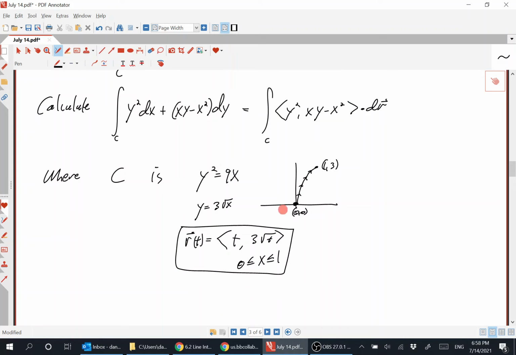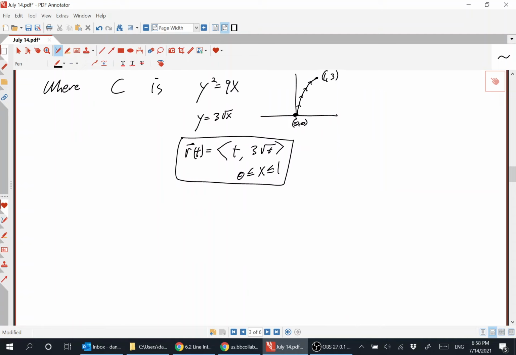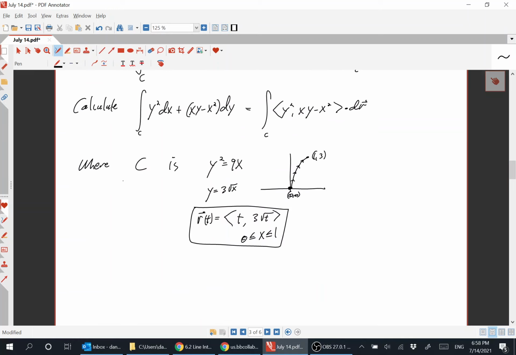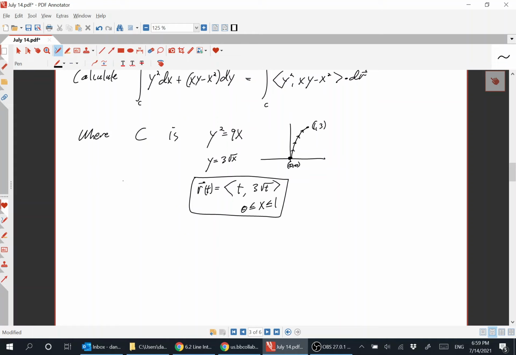So anytime you have a curve defined by y is equal to a function of x, or x is equal to a function of y, you can just put x equal to t, y equal to f of t, or y equal to t, x equal to f of t, whichever is appropriate. And then the bounds are just the bounds for your variable. X goes from 0 to 1, or if you're doing it in terms of y, y goes from 0 to 3. You could pick either parameterization here. It doesn't matter. If you pick two different parameterizations, it'll give you the same answer. One calculation might be easier than the other, but you'll still get the same answer. All right, so that's r of t.